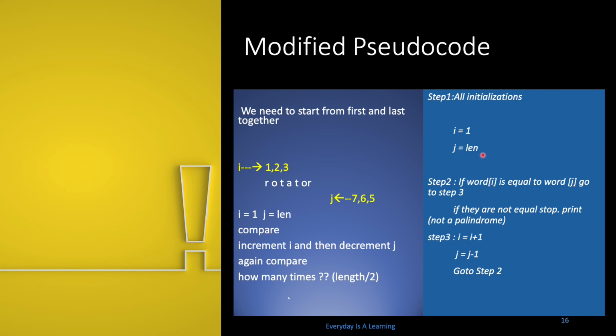With the value of this I and j, we compare whether the word I is equal to word j, and if they are equal, we go to step 3. Step 3 is what? We increment I and we decrement j, and again go to step 2 and repeat. Now when they are not equal, we can stop. We can say that this is not a palindrome anymore, and we can type that it's not a palindrome.